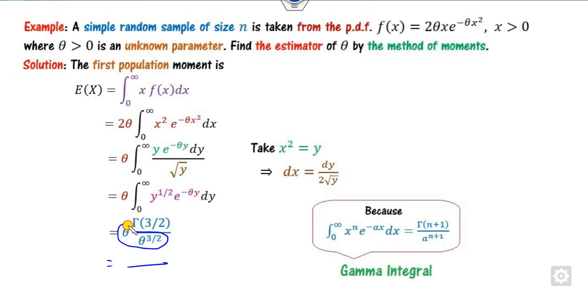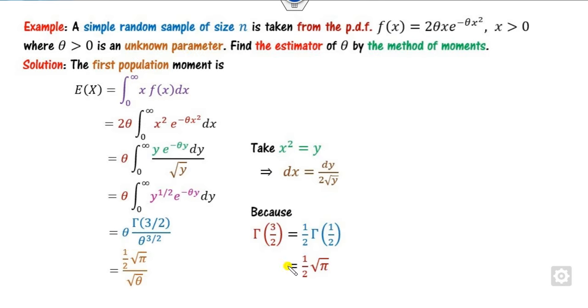Again you can see, what is that? This is nothing but theta raised to power half. What is the gamma function of 3 by 2? It is nothing but half gamma function of half. What is the gamma function of half? It is root of pi. So you can see here, this is my step 1.